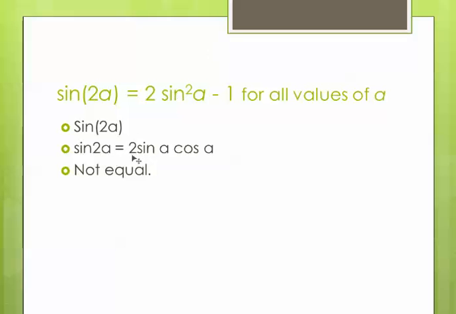Well, that's sine a, 2 times a, sine a cosine a. Now, is this equal to this? In no way, shape, or form are those equal. So you would say that's not equal. That's not true for all values of a. But you can see how I did that, just by substituting this in, I can see that they're not going to be equal to each other.